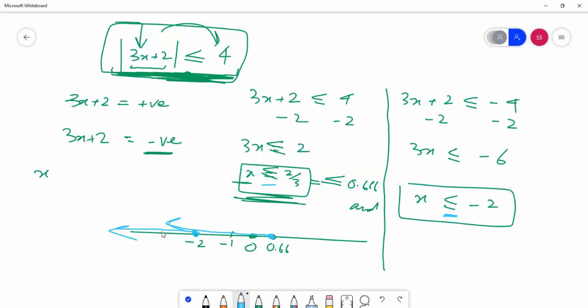So that means all those numbers which are less than 0.66 are not working here. Why are they not working? Because you are taking both the inequalities as less than equal to, less than equal to. Not sure, not clear, right? You're not clear about it.